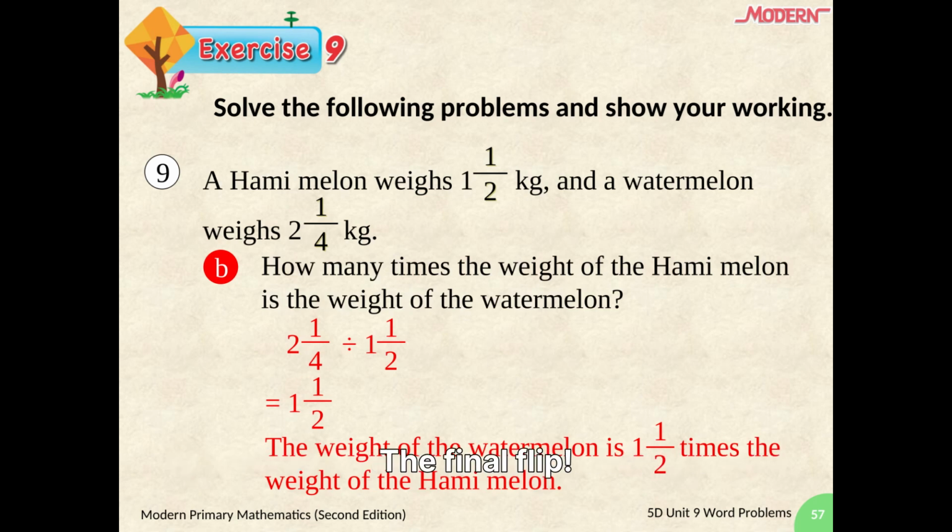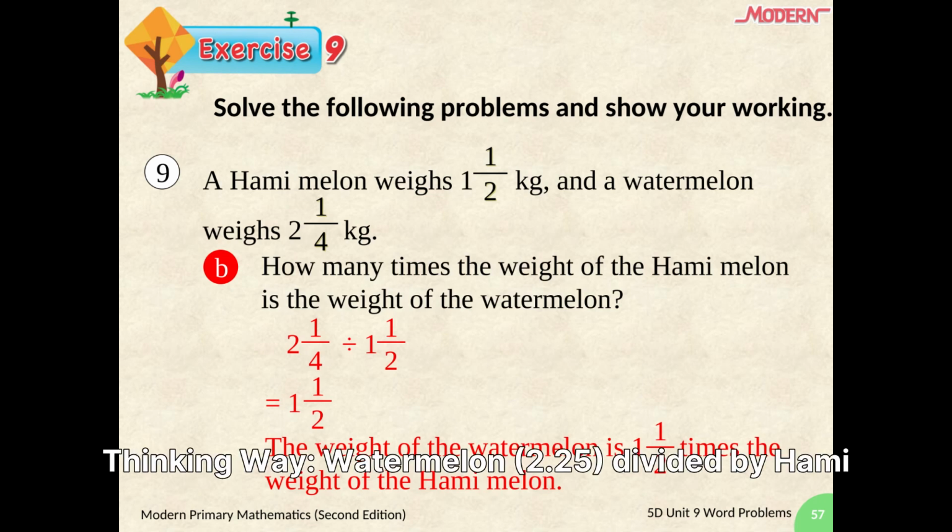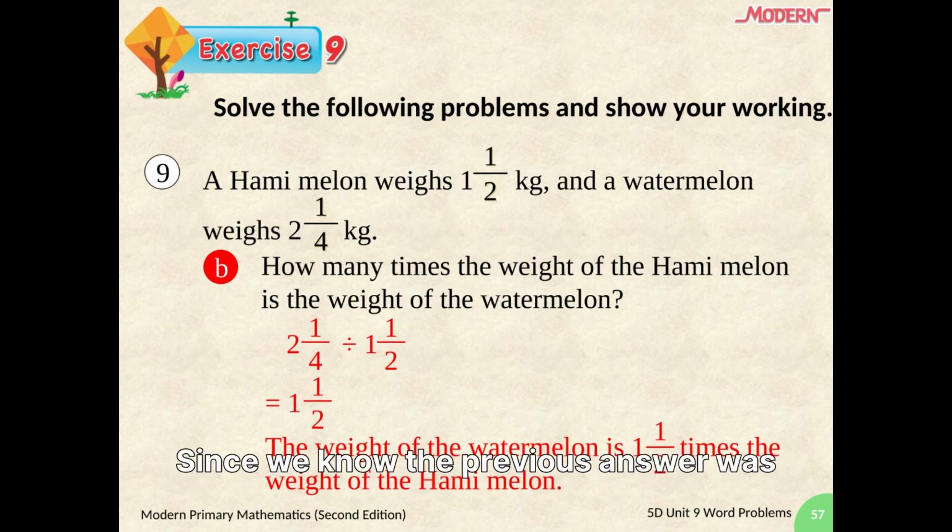The final flip. Thinking way. Watermelon 2.25 divided by hammy melon 1.5. Since we know the previous answer was 2/3, we can predict this will be 3 halves. Let's prove it. 9/4 divided by 3 halves. That's 9/4 times 2/3. Simplify. 9 and 3 become 3 and 1. 2 and 4 become 1 and 2. 3 over 2. Amazing. Know-how. 3 over 2 is 1 1/2.